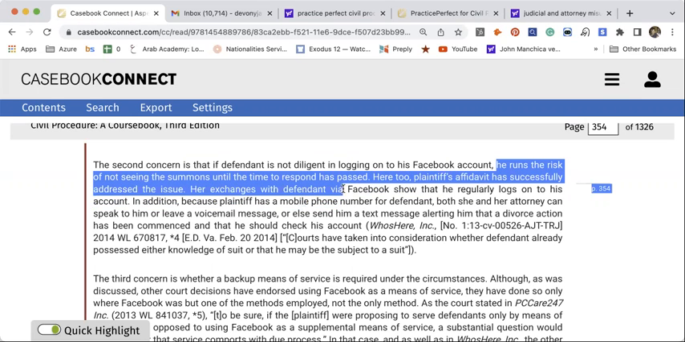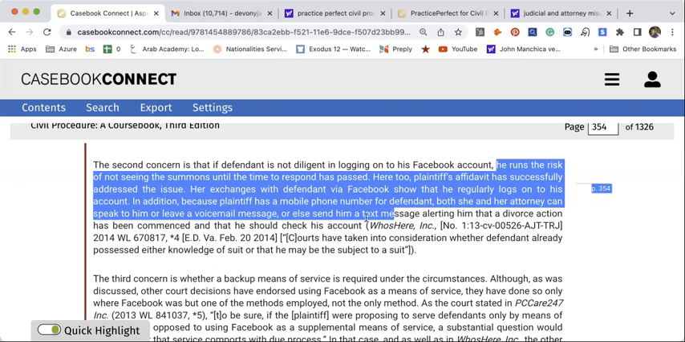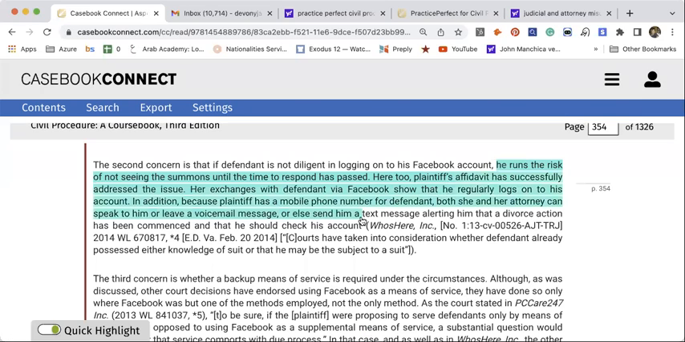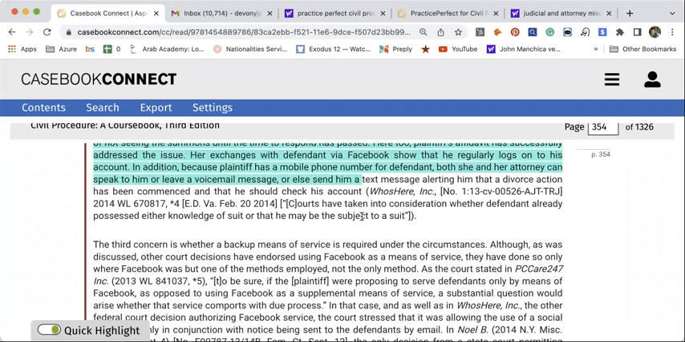Her exchanges with the defendant on Facebook show that he regularly logs onto his account. In addition, because plaintiff has a mobile phone number for the defendant, both she and her attorney can speak to him or leave a voicemail or send him a text message alerting him that the divorce action has been commenced and that he should check his account.